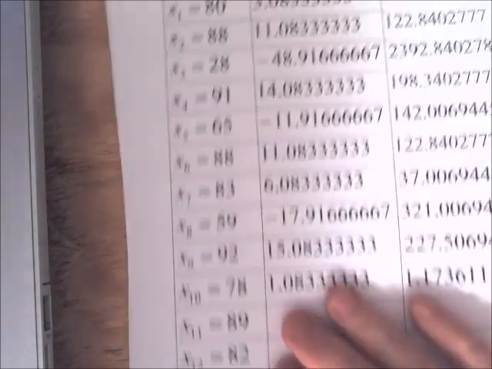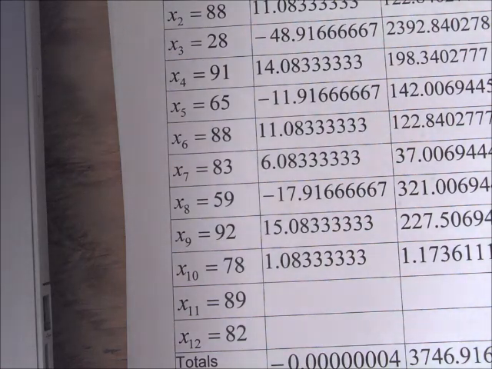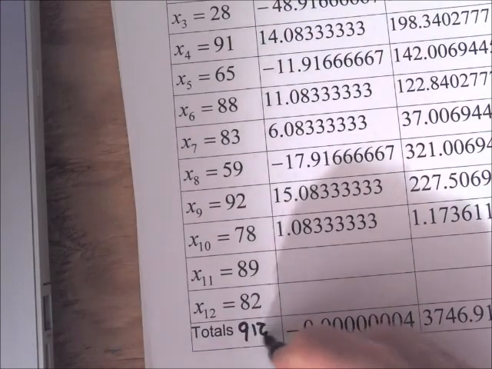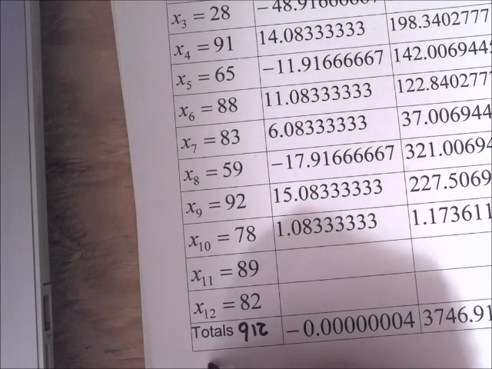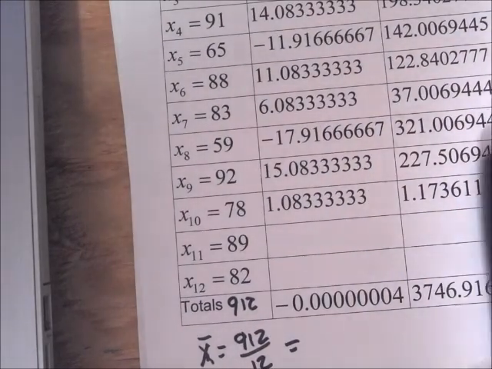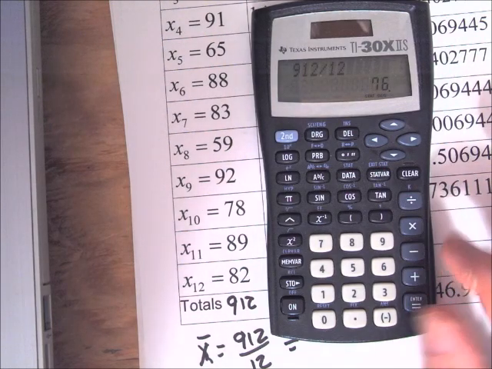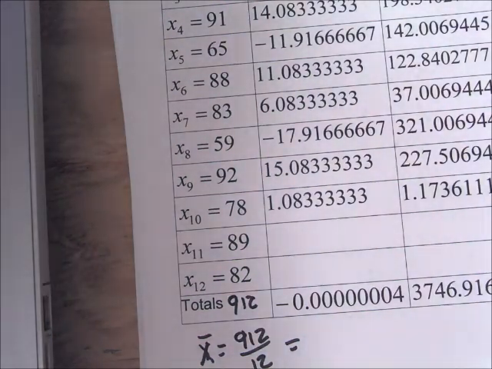Okay, so here I've put together a table. The first column is the values of x, and we already computed the mean. I think the total was 912, and if we divide that by 12 for x bar... actually it wasn't 912. Let's add these up.